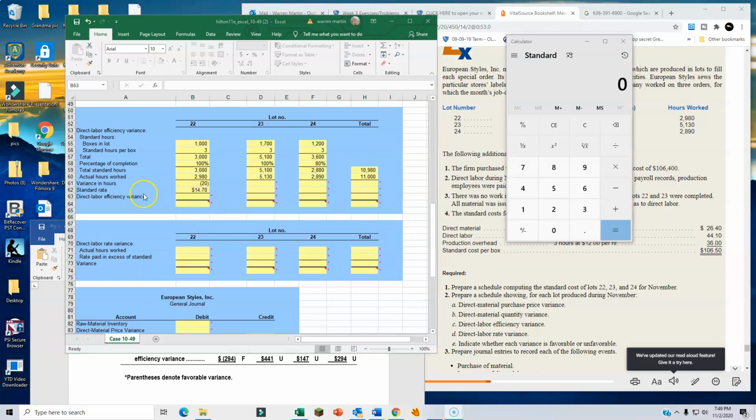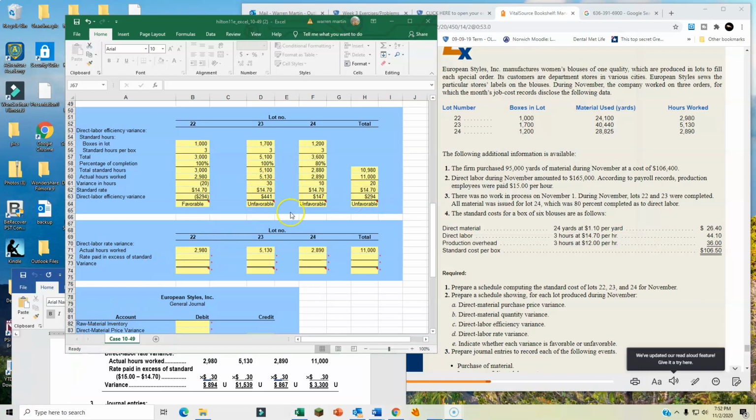And then here, to get your efficiency variance, you're going to do the 14.70 times the negative 20. So you do the 14.70 times 20 equals 294, but we know that's a negative, so we just put it in there as a negative 294. Okay, and then favorable or unfavorable.